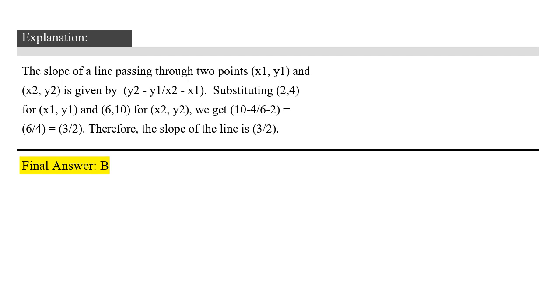The circumference of a circle is given by the formula c equals 2 pi r, where r is the radius. The slope is given by y2 minus y1 over x2 minus x1. Substituting 2, 4 for x1, y1 and 6, 10.